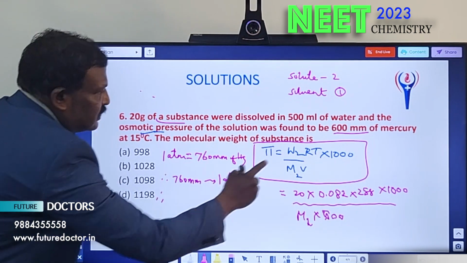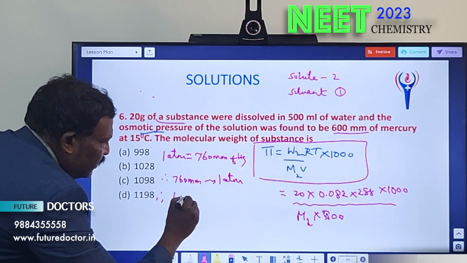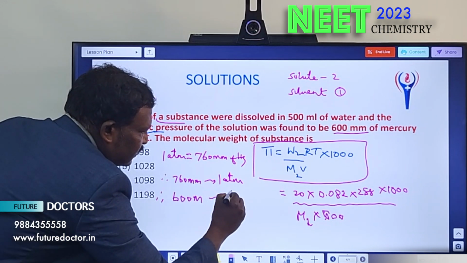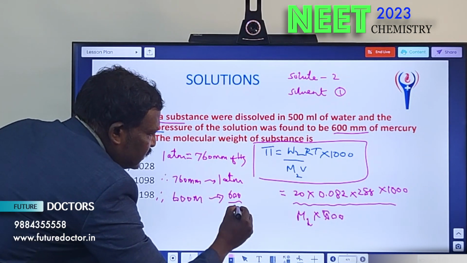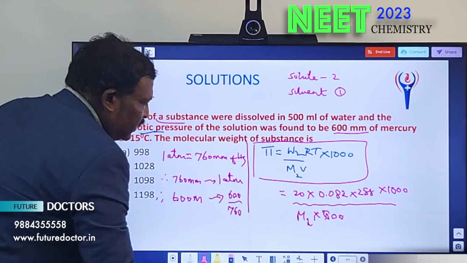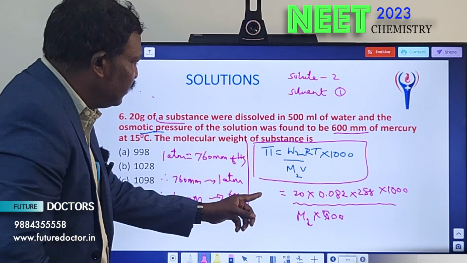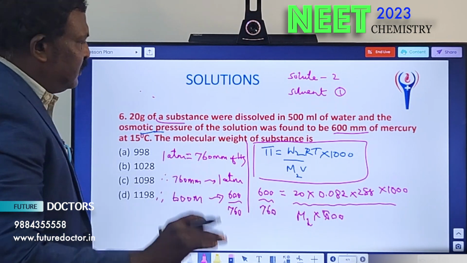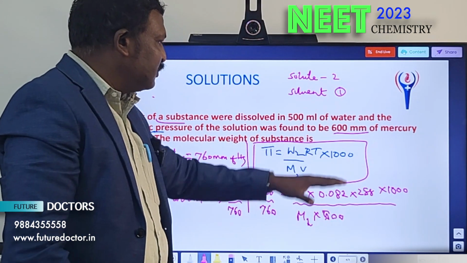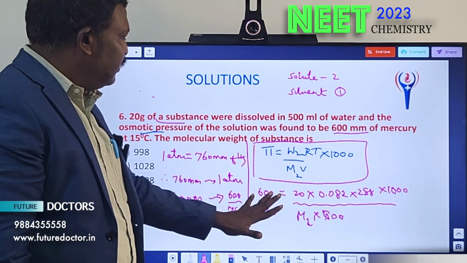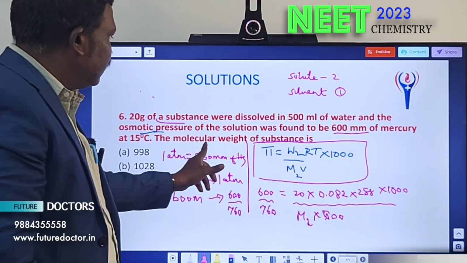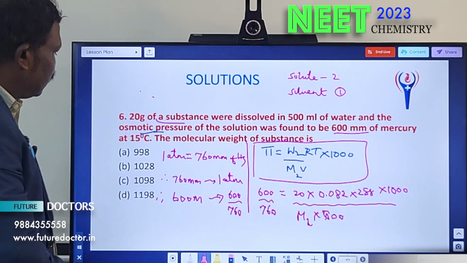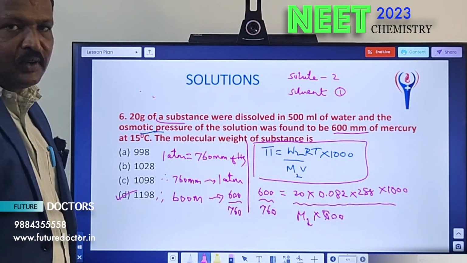Therefore, 600 millimeter of mercury is 600 by 760 atmosphere. So instead of the pi value, you put 600 by 760. First of all, you should know the formula, then how to substitute. They are asking to find only the molecular weight. You simplify, you can get the answer. The answer will be nearer to 1198. Are you following?